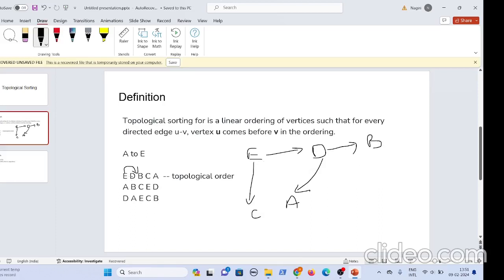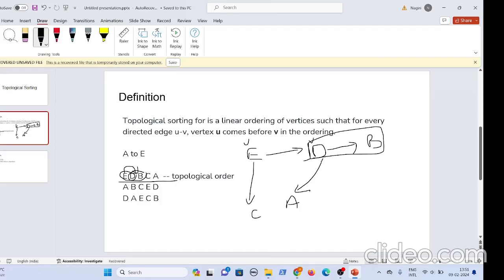Now if you see E, there is an edge E to D. So in my topological order, this is a directed edge, U and this is V. Now in my topological order, E came before D. This is fine. Let's check the second edge. D should come before B because there is an edge from D to B. Yes, D came before B in my order.